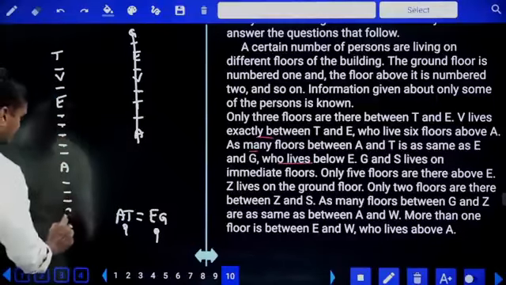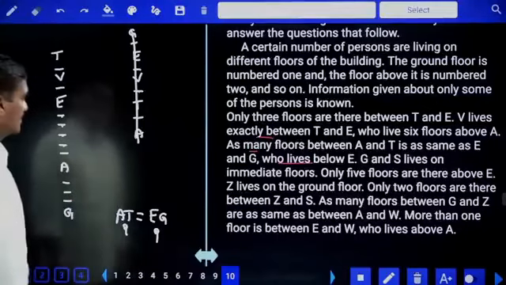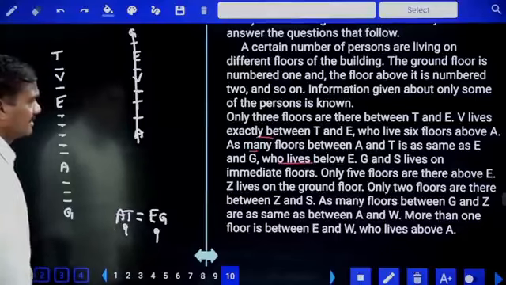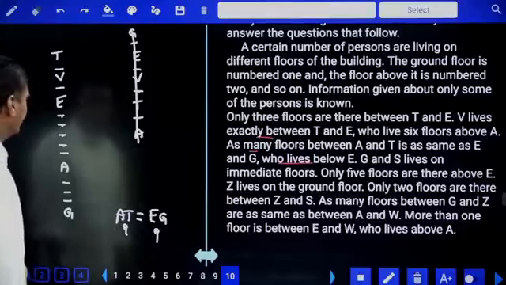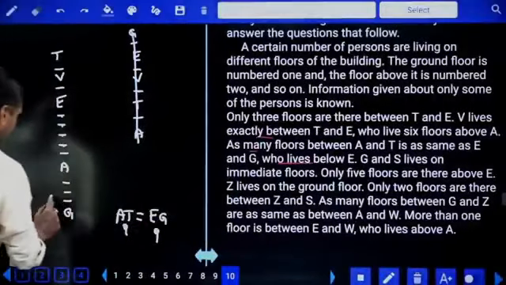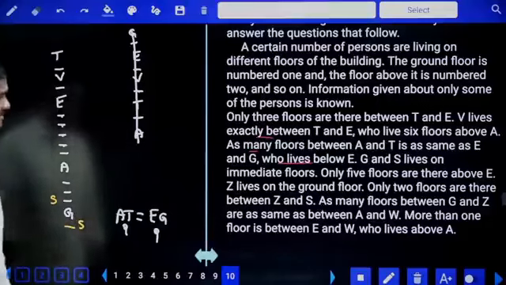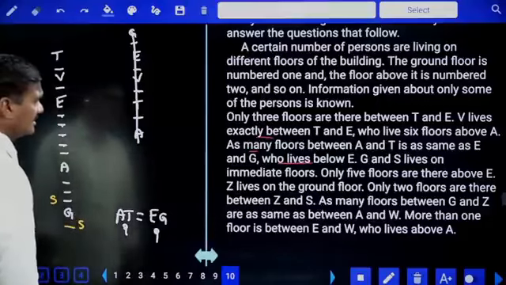Now G is here. Done with this? G is at this place. A and T equals E and G. And G and S live on immediate floors, which means S can be here or S can be here. There are two different possibilities.